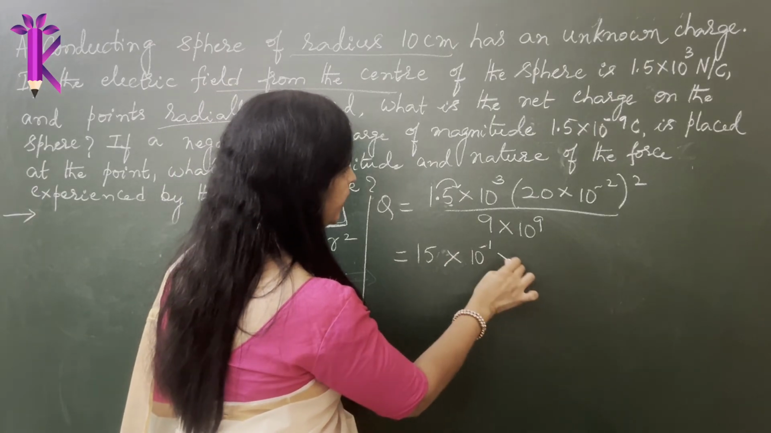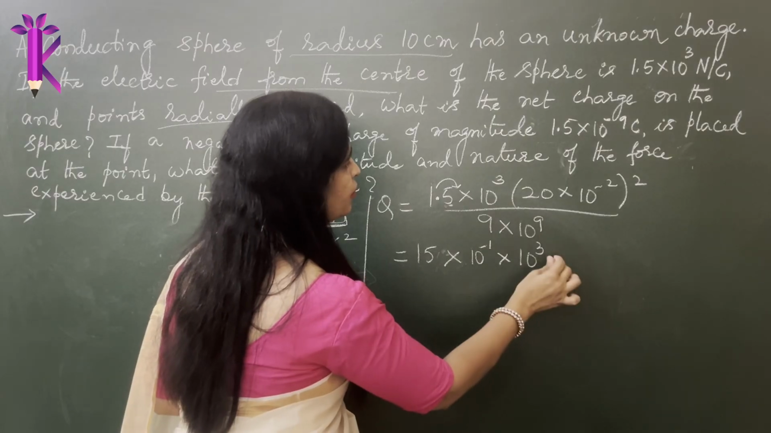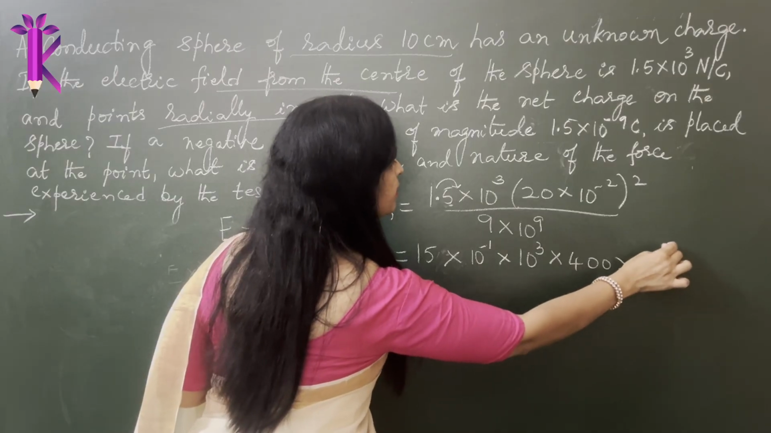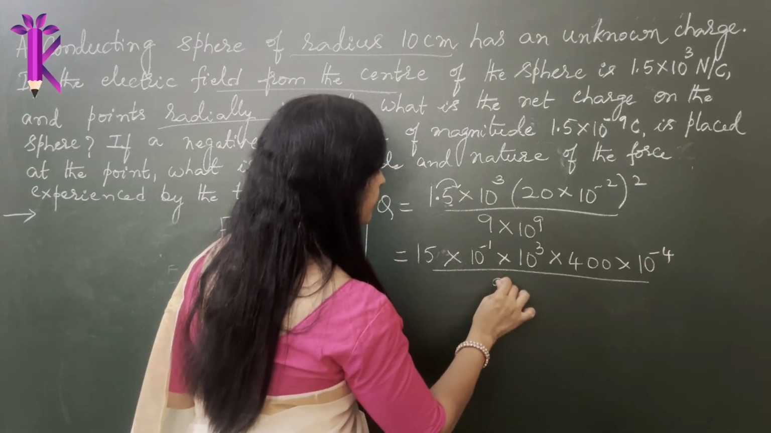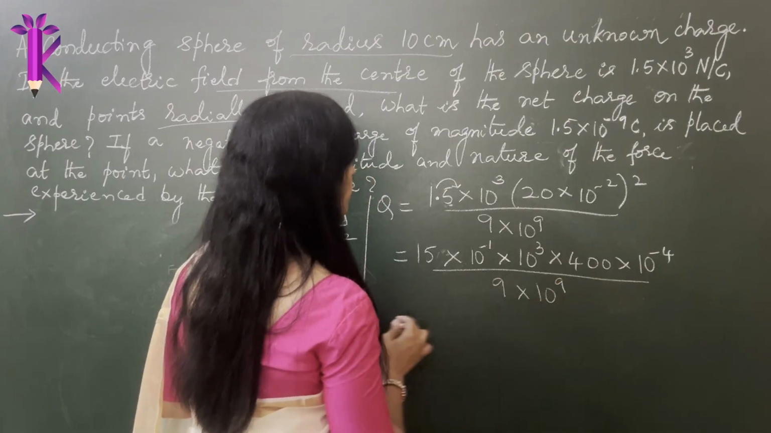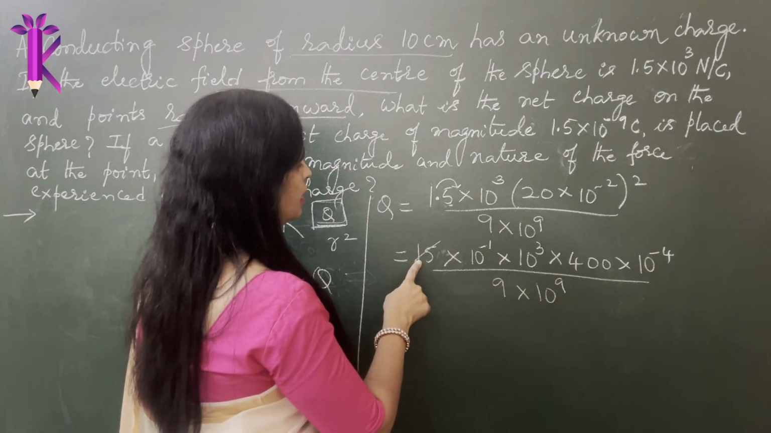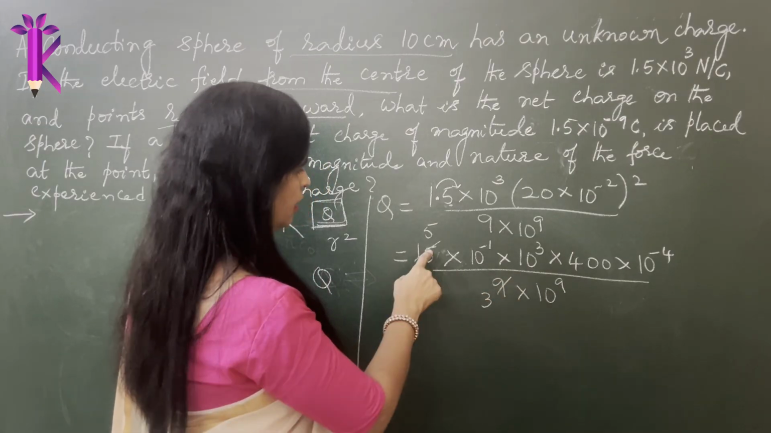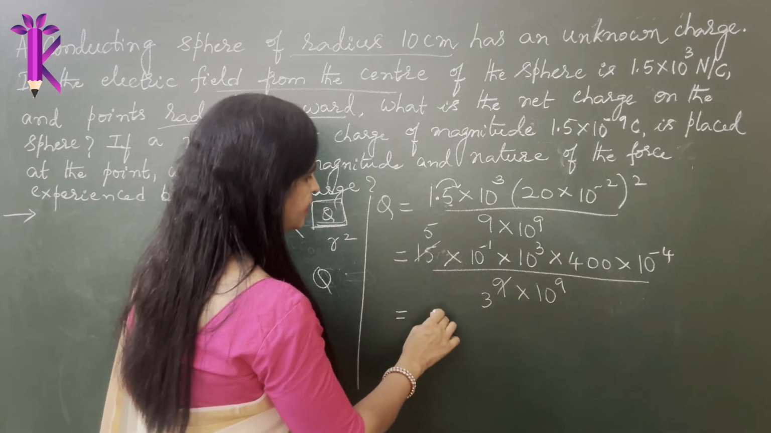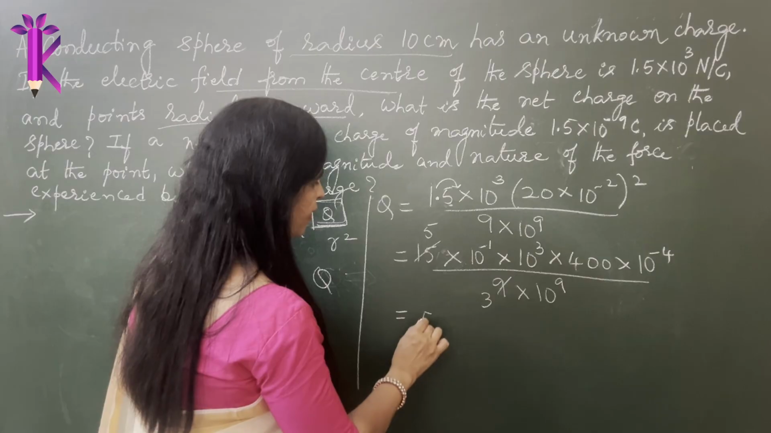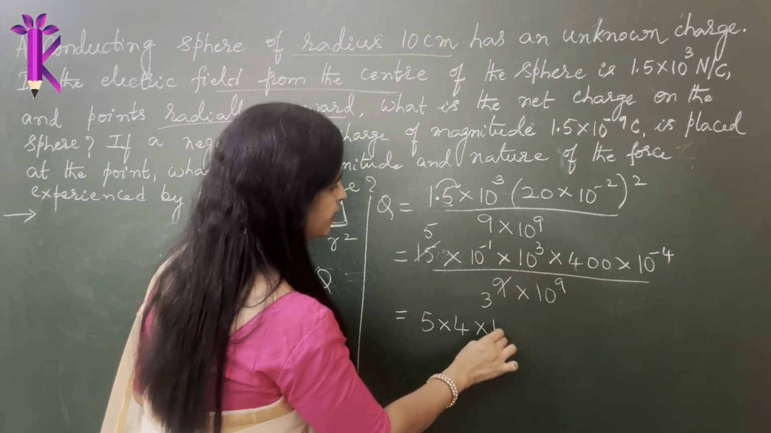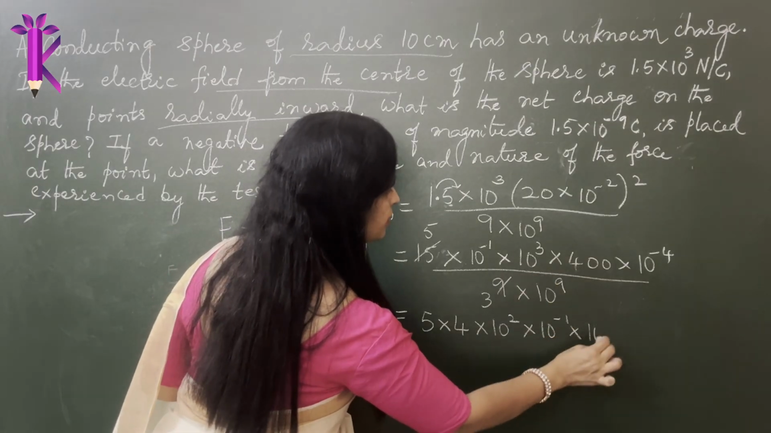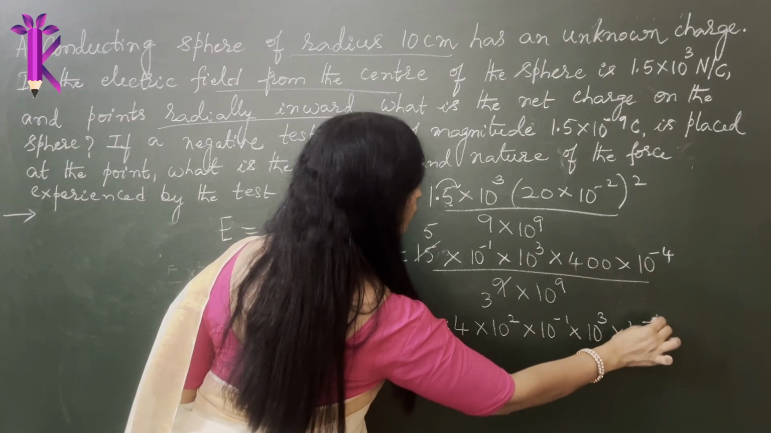Now into 10 to the power of 3. 20 square is 400 into 10 power minus 2 to the whole power 2 is 10 power minus 4, whole divided by 9 into 10 to the power of 9. So you can cancel this if you want. 3 times 3 is 9. 3 times 5 is 15. So 5 into 400, this also I want to separate. 5 into 4 into 400 can be written as 10 to the power of 2 into, you have 10 power minus 1, you have 10 to the power of plus 3, you have 10 to the power of minus 4.